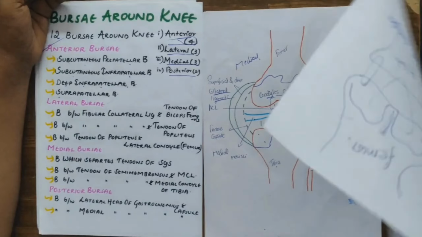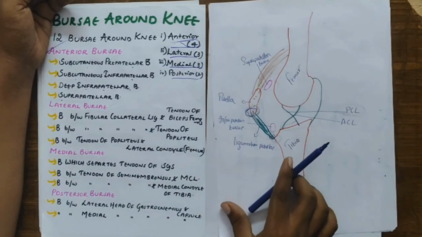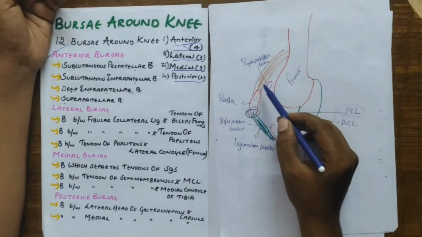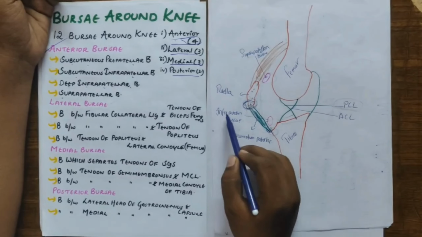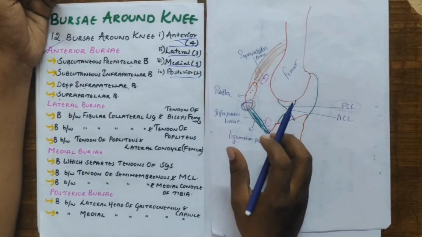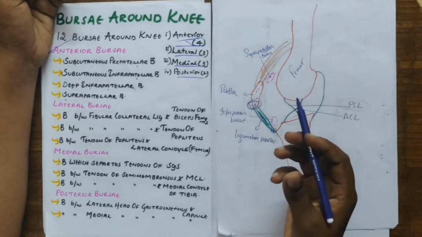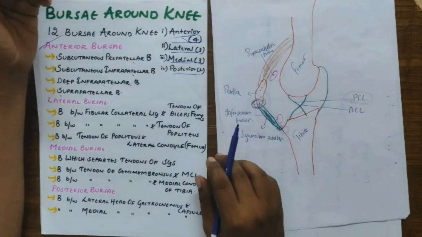In the diagrammatic representation, we have to represent the bursae with pink color. This is the suprapatellar bursa. This is the infrapatellar bursa. The diagram is very important, guys. By the diagram only you gain more marks.